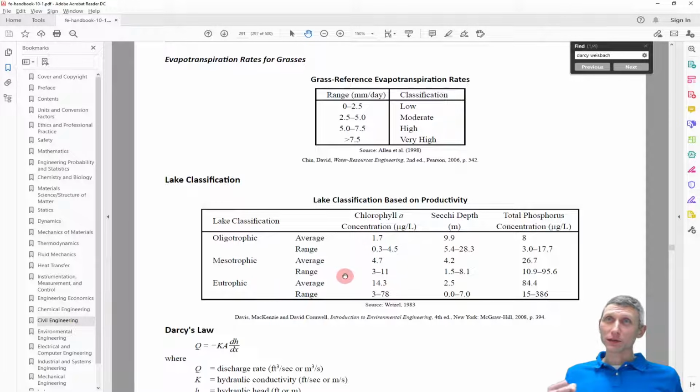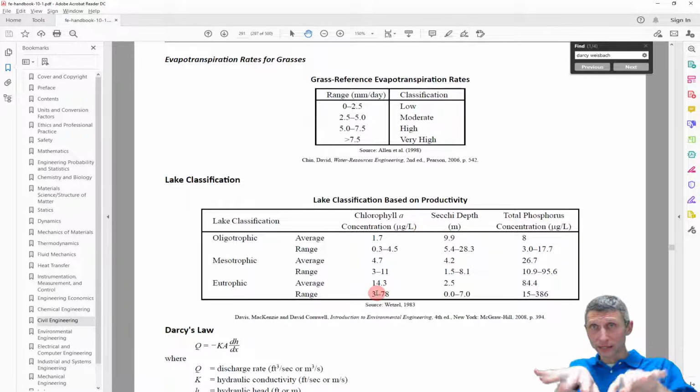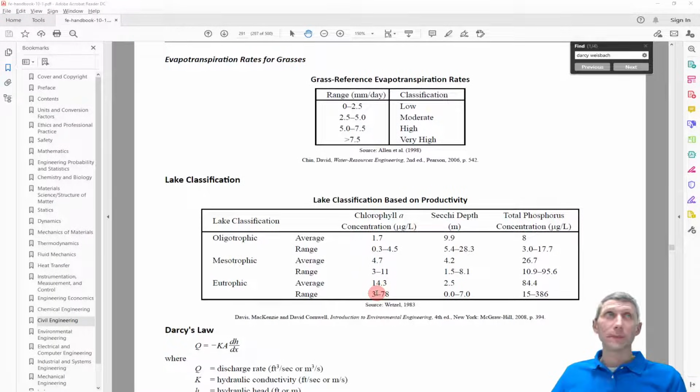Right, what do we see with eutrophic? There's a lot of chlorophyll, okay? So we go from 0.3 in a oligotrophic to 3 to 78 in eutrophic, okay? The total phosphorus, we go from 8 to 15 to 386. So eutrophic, a lot of phosphorus, a lot of chlorophyll, because phosphorus is a fertilizer. It makes things grow really well, and especially nowadays when we have a lot of fertilizer out there, and it gets washed into our streams and lakes, it can cause blooms of vegetation and even algae blooms.